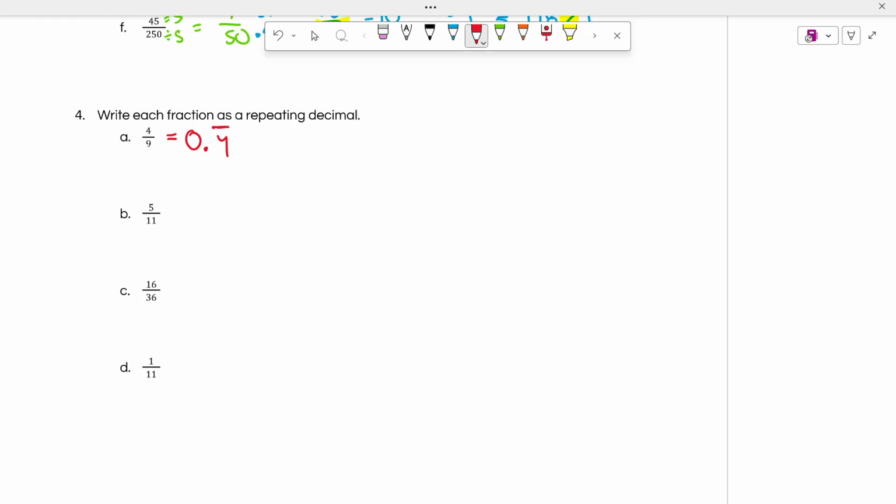Now remember, of course, that my 0.4 repeating is 0.44444444444. You can write those 4s forever. Okay, as many 4s as we can write, and we still wouldn't get to the end of this number. It's 4s forever and ever.